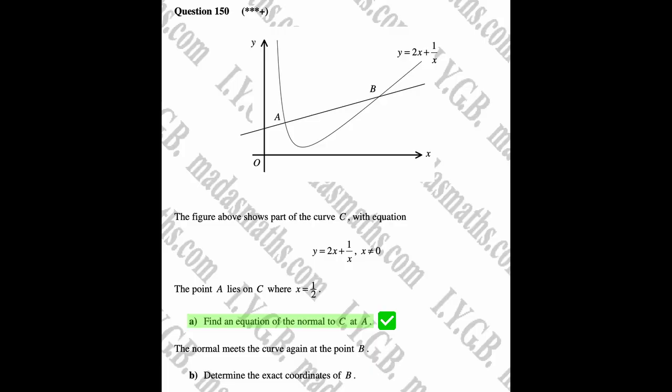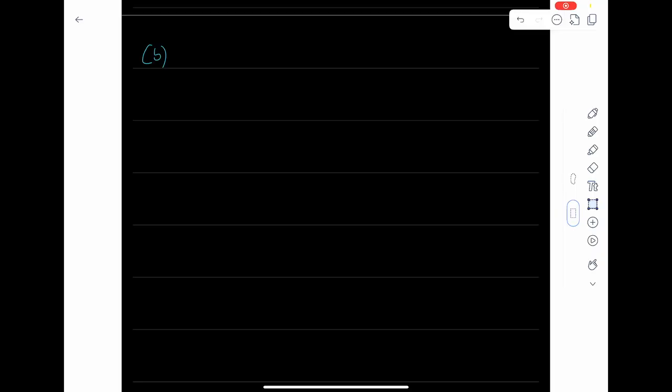Okay, so far so good. But here's where it gets messy. The normal is supposed to meet the curve again at another point B. But now the problem arises. How do we know where they meet? The easy answer? Simply make them equal. Let the curve equal the line.